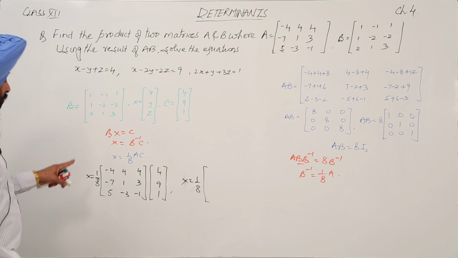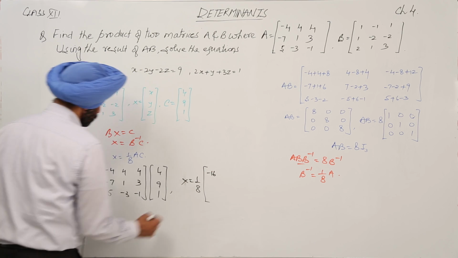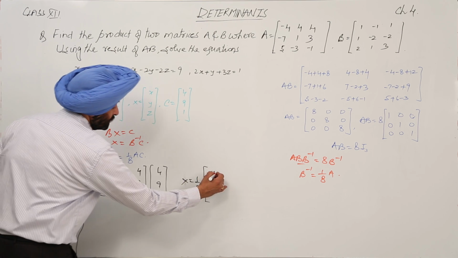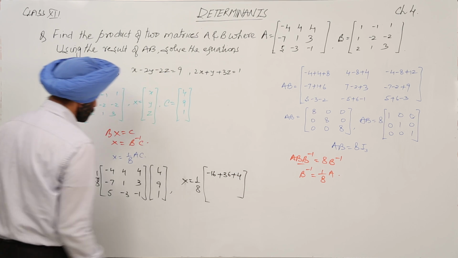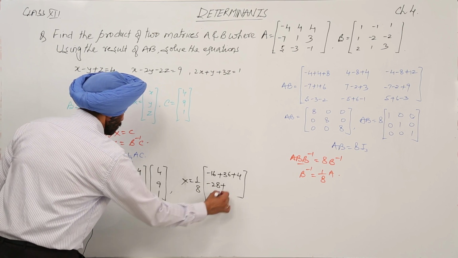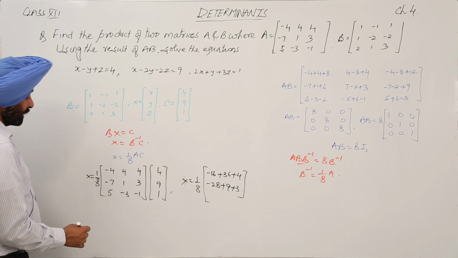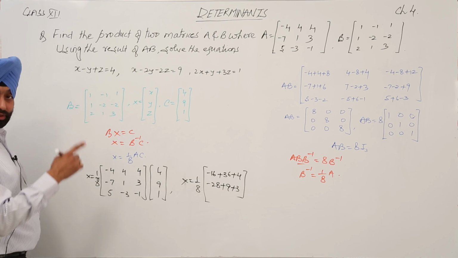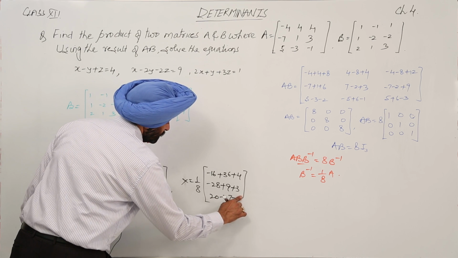Now what are we getting? Minus 4 with 4, minus 16, plus 36 plus 4. Then we are having minus 28 plus 9 plus 3. And then we are having 20 minus 27 minus 1.